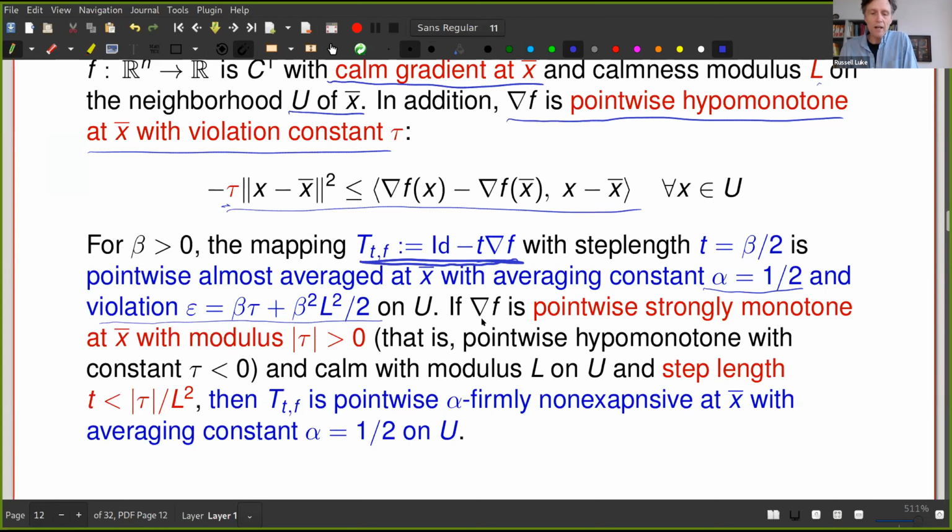But if I have a nicer property, if F is pointwise strongly monotone, so this tau is positive and bounded away from zero, then for any step length I can get rid of this. This just shows the dependence of the step length on this constant tau and the Lipschitz constant: for any step length less than tau over L squared, we're actually pointwise alpha firmly non-expansive, no violation. The epsilon is zero, and the alpha constant is 1/2. So firm non-expansiveness with no violation.